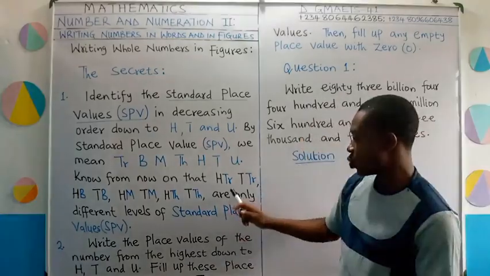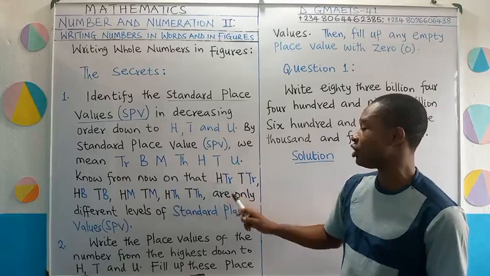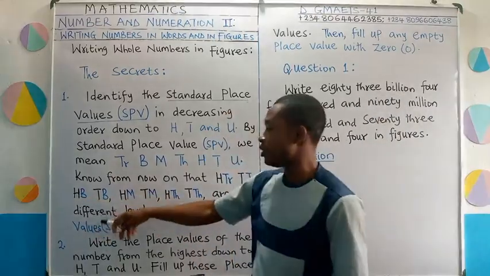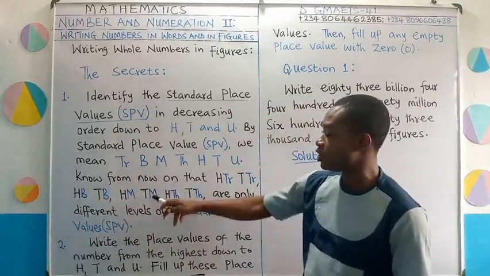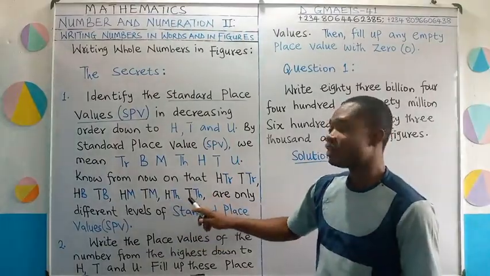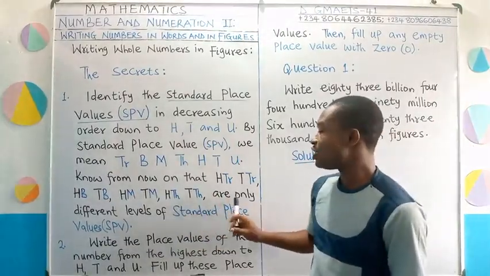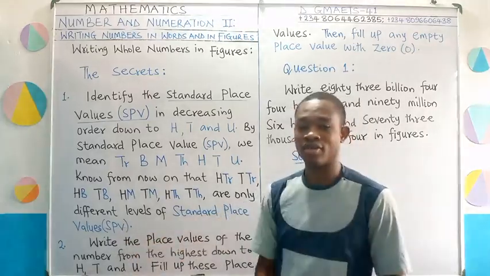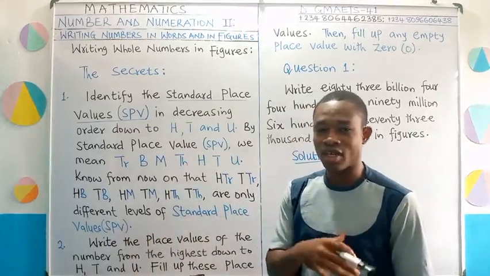And of course, these ones: HTR, that is 100 trillion, TTR, 10 trillion, HB, 100 billion, TB, 10 billion, HM, 100 million, TM, 10 million, HTH, 100,000, TTH, 10,000. These are just levels of standard place values.